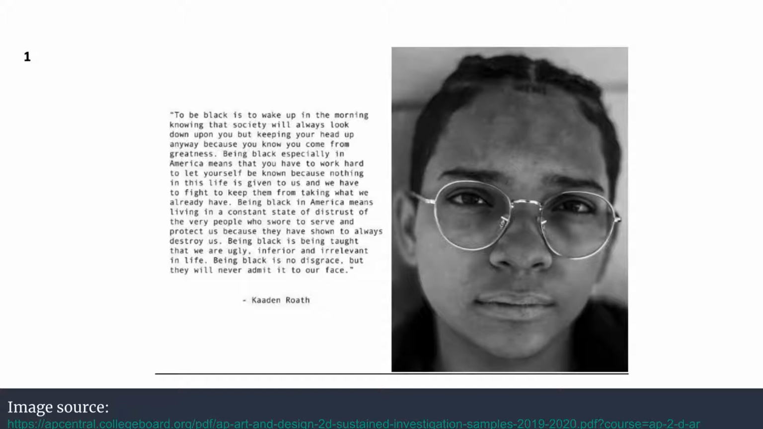And this is an example of a sustained investigation. Also important to note, this is like one piece right here that we're looking at: the text alongside the photo. That is one piece. And this is an example of a 2D design portfolio. So if you are interested in photography, you want to make sure that you are in 2D design.